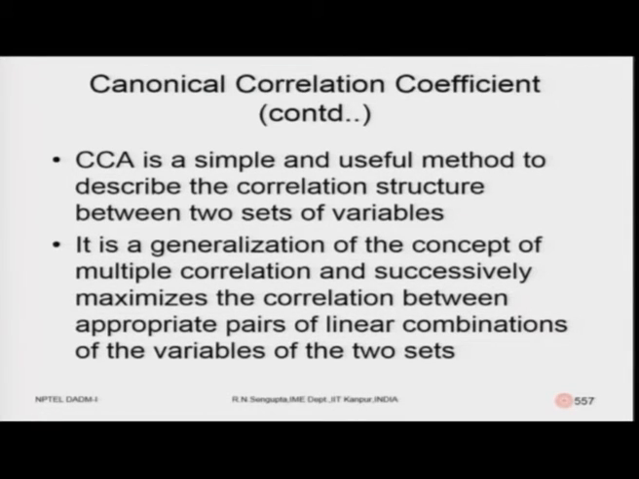Canonical correlation is a simple, useful method to describe the correlation structure between two sets of variables. It is a generalization of the concept of multiple correlation, and successively it maximizes the correlation existing between linear pairs of the two sets at a time, such that you are able to divide the correlation coefficient into groups, and you get the maximum information of the relationship between actual x and y which is coming out from u and v.